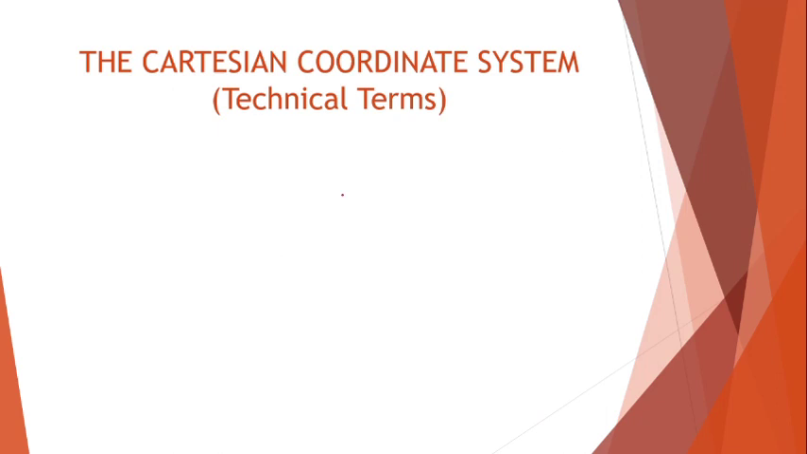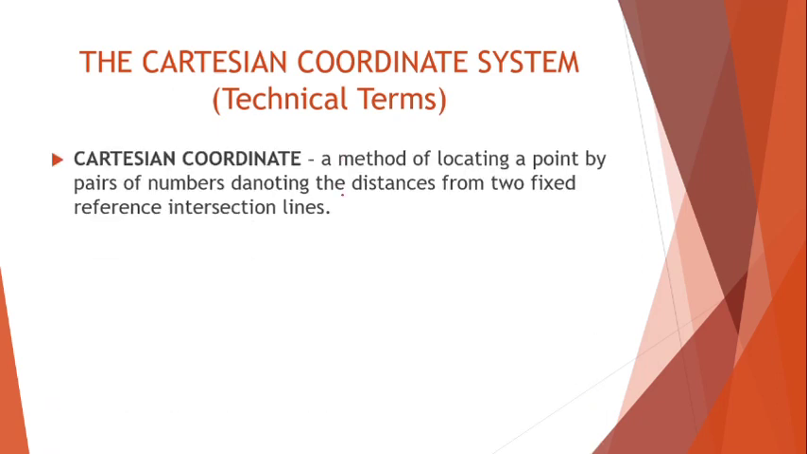So, Cartesian coordinate system, we have a technical term. The Cartesian coordinates is a method of locating a point by pairs of numbers denoting the distance from two fixed points. In this kind of Cartesian plane, if we are going to find 3, that is the locating, denoting this is 3 and this is 1. That is already a Cartesian coordinate.